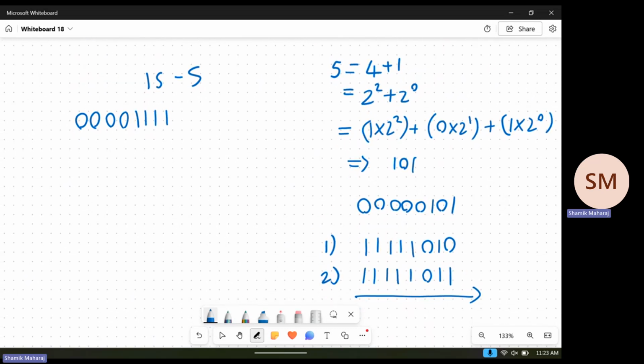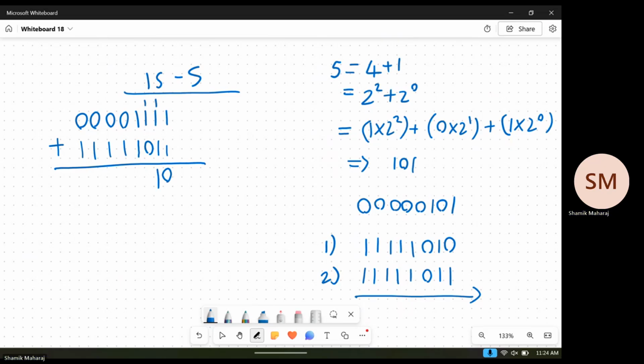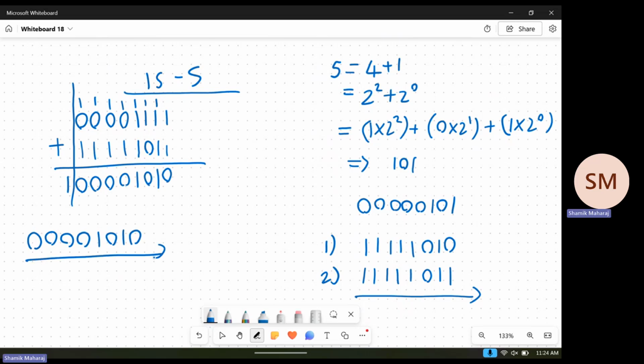Okay, so now to do this thing here, 15 minus 5, I just add the 15 to -5, which I worked out at the bottom. And we'll check our answer at the end to make sure it's right. So let's add this quickly. 1 and 1 is 10. 1, 1, 1 is 11. 10, 11, 10, 10, 10, 10. Okay. So that should be the answer: 0, 0, 0, 0, 1, 0, 1, 0. That should be the answer, but let's just check.